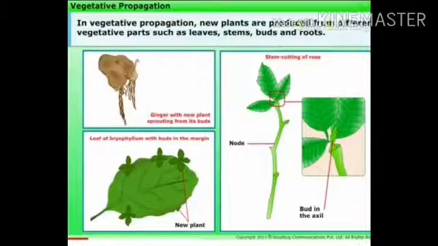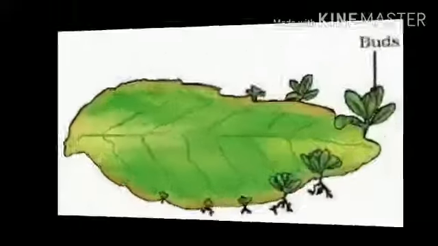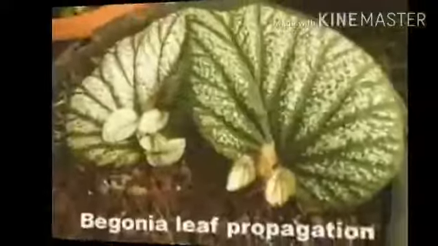Now next, in case of leaf, we can take an example of Bryophyllum and Begonia. These are the best examples of vegetative propagation through leaf. You can see in the image at the margin of the Bryophyllum leaf, small buds, small outgrowths arise from the margin and detach from the parent plant and develop into a new plant. So simply root, stem and leaves naturally help in the vegetative propagation technique.